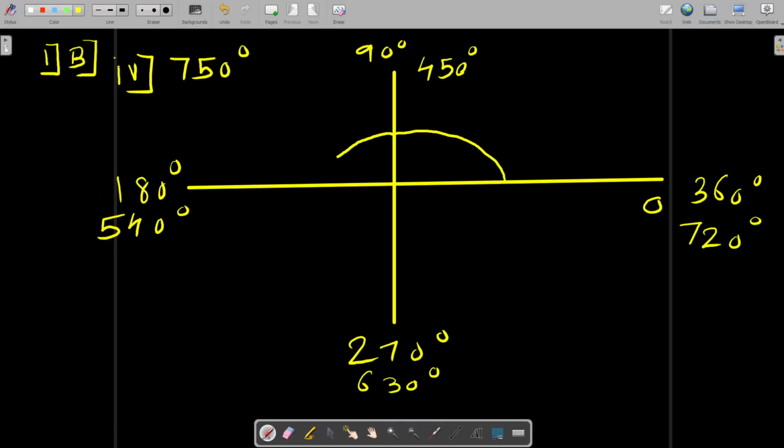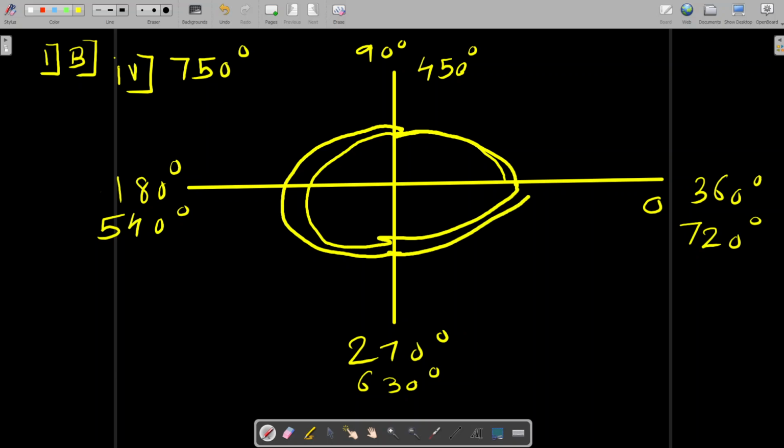So if I start from here, this is 90, 180, 270, 360, 450, 540, 630 and 720, and in 720 again I will have to add 30 more. So here it will come 30, 750. So 750 will come in first quadrant.